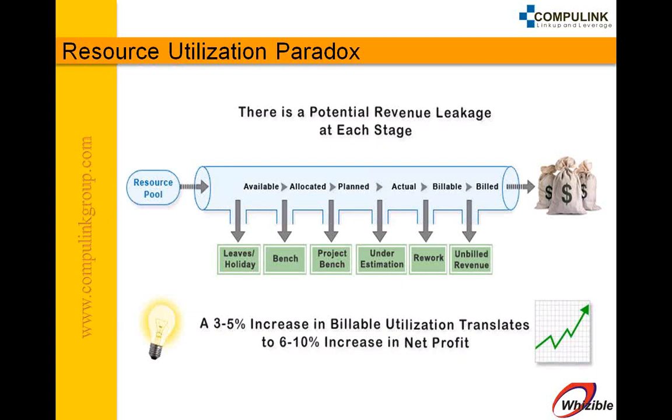And if we look at increasing this billable resource utilization even by a margin of 5%, then that would translate to a 10% increase in net profit. Now this is very simple because we normally bill resources at double the rate, double their cost rate. Therefore, any increase in resource utilization adds to additional revenue from the same cost base, and therefore it directly adds to the bottom line.